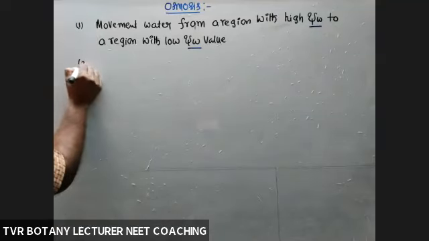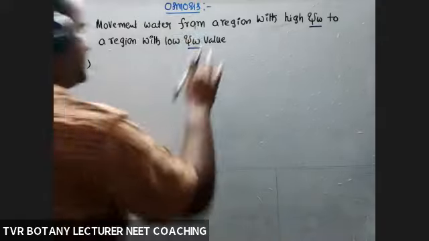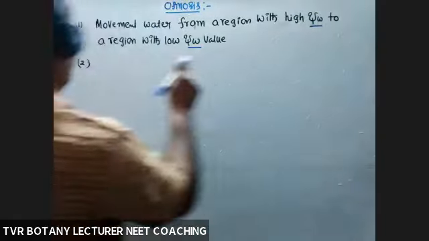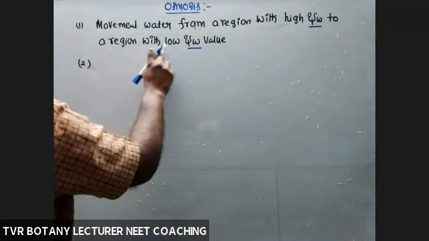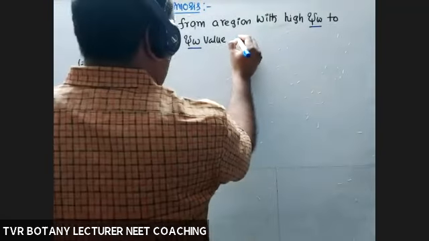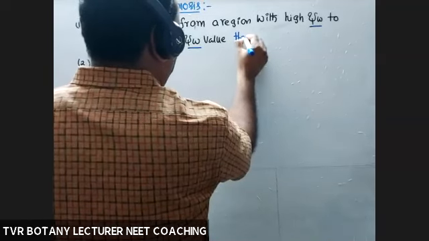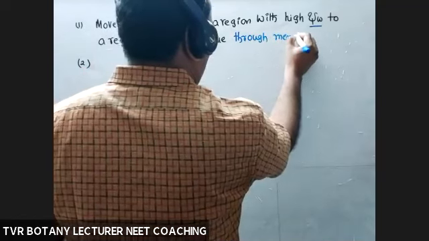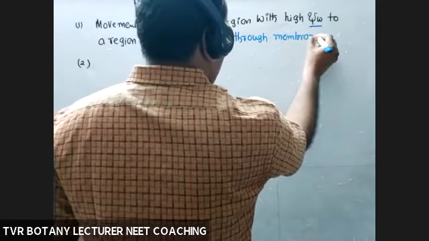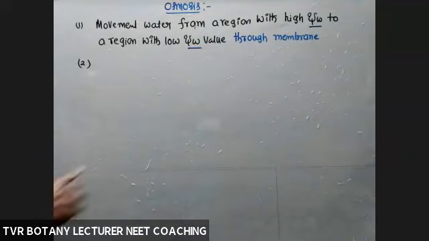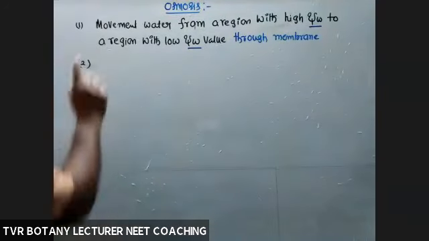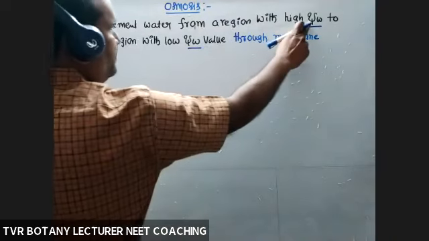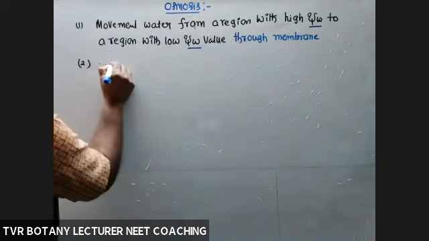And second one, compulsory movement of water from a region with a high psi W value to a region with a low psi W value across or through the membrane. Through membrane. And replace these things, I'm replacing this one. Same as this.